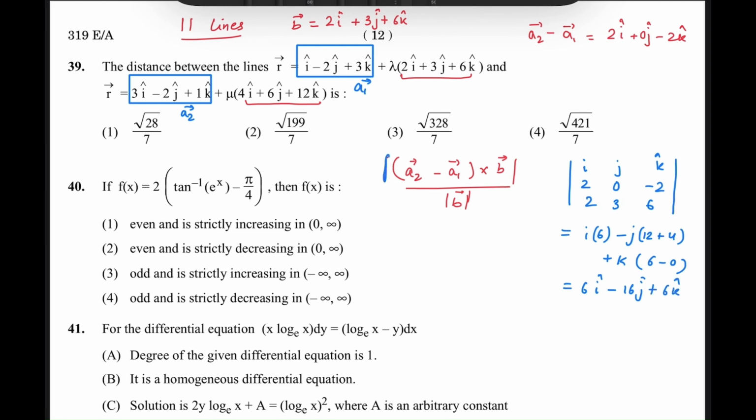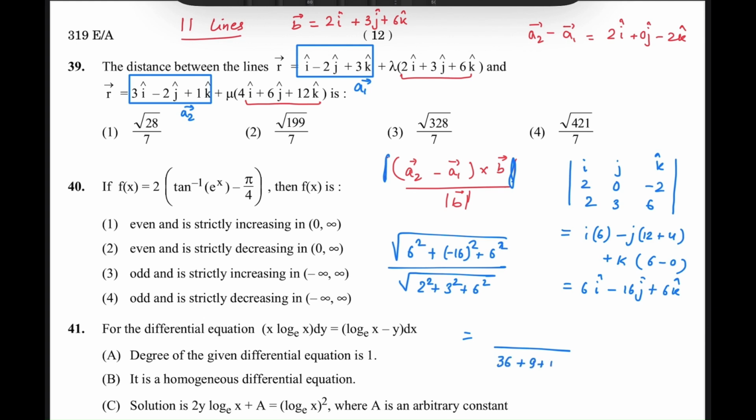So we have to find the magnitude of this. What is the magnitude of this vector? It is the square root of 6 squared plus minus 16 squared plus 6 squared. So 6 squared is 36. And then you have to divide by the magnitude of b also. So what is the magnitude of b? It is 2 squared, 3 squared, 6 squared. So let's find out: 6 squared is 36, plus 3 squared is 9, plus 2 squared is 4. So this becomes root 49, which is 7. So the denominator should be 7, okay?